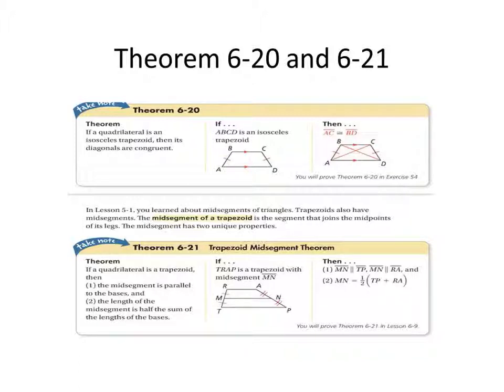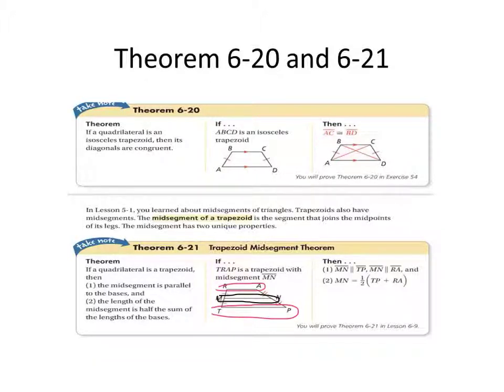6.20, if a quadrilateral is an isosceles trapezoid, then its diagonals are congruent. Okay. In 5.1, you learned about mid-segments of triangles. Trapezoids also have mid-segments. The mid-segment of a trapezoid is a segment that joins the midpoints of its legs. Okay, so if a quadrilateral is a trapezoid, then the mid-segment is parallel to the bases. Cool. And the length of the mid-segment is half the sum of the lengths of the bases. Okay, so the length of this is half of this plus this.